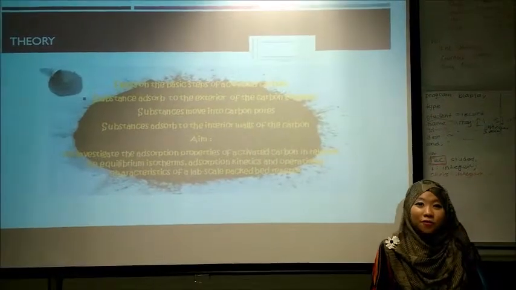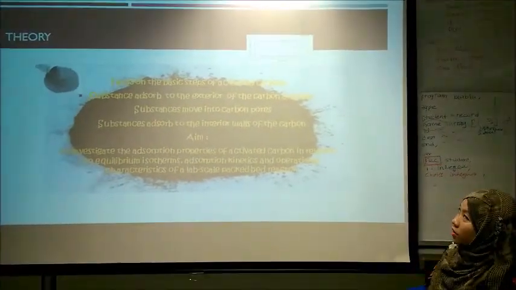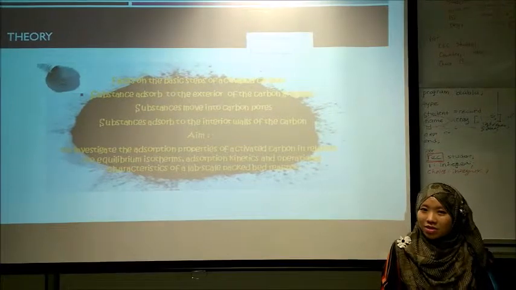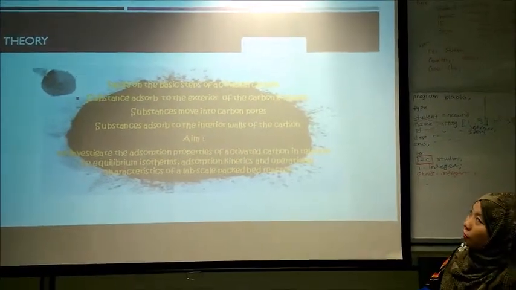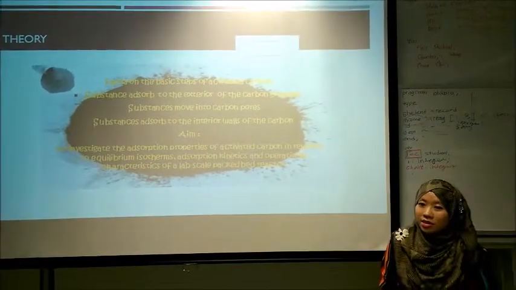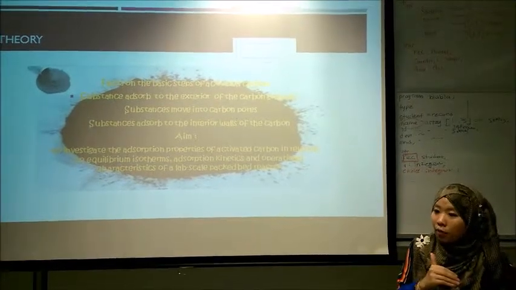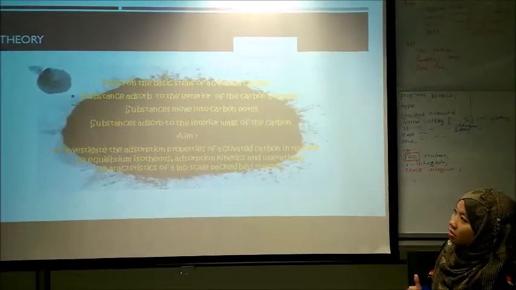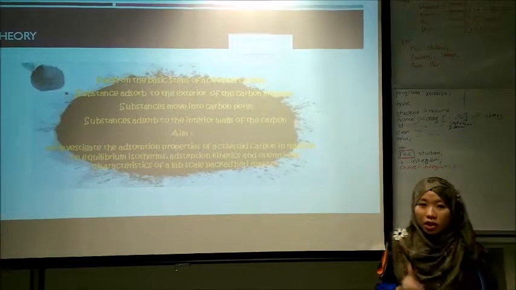There are basically three steps of adsorption on activated carbon. First, the substances adsorb to the exterior of the carbon granules. Secondly, substances move into the carbon pores. And thirdly, substances adsorb to the interior walls of the carbon.